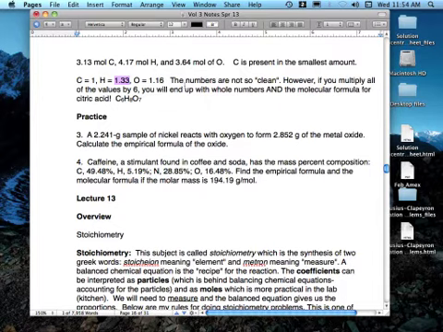If I take 1.33 times 3, I end up with 4. But 1.16 times 3 gives me 3.5. So let's try 6. 1.33 times 6 is 8, and 1.16 times 6 is 7. So that's going to be our factor that we're going to multiply so that we get nice whole numbers. But I have to multiply them all by 6. So C1 becomes C6, 1.33 times 6 becomes 8, and 1.16 becomes 7. And this is your empirical formula.